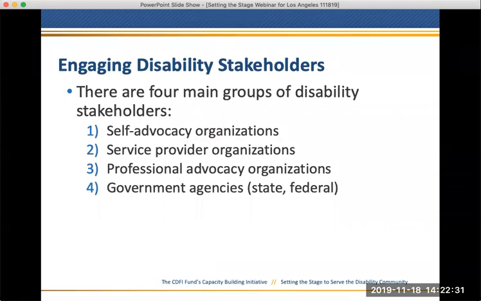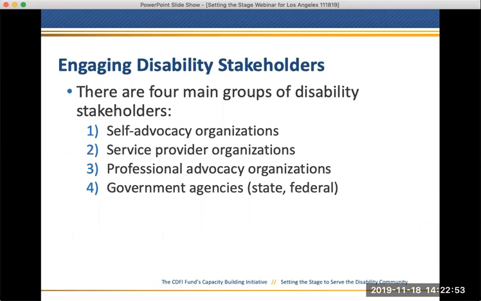As mentioned previously, there are many stakeholder organizations that have a vested interest in the supports and services of people with disabilities. And some of these organizations are specific to a particular type of disability or type of service or support that a person may receive. Listed here are the types of organizations we will discuss.